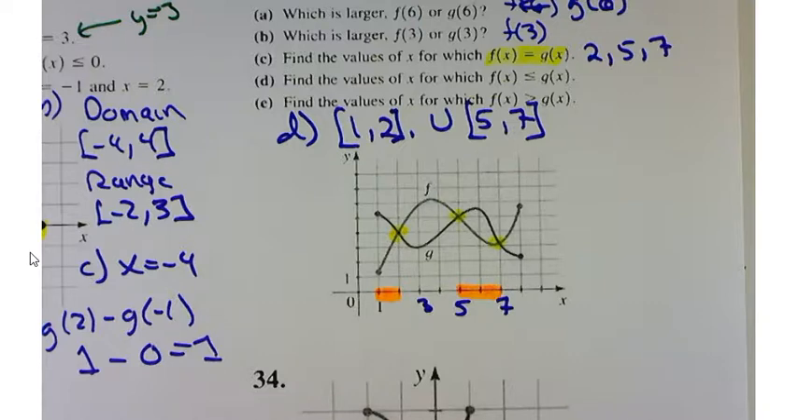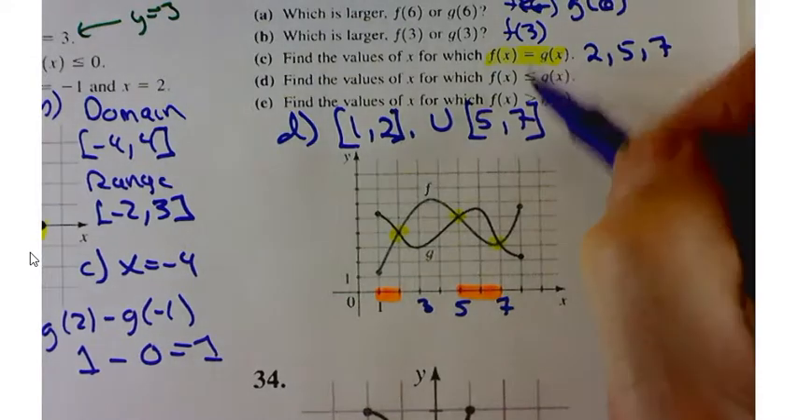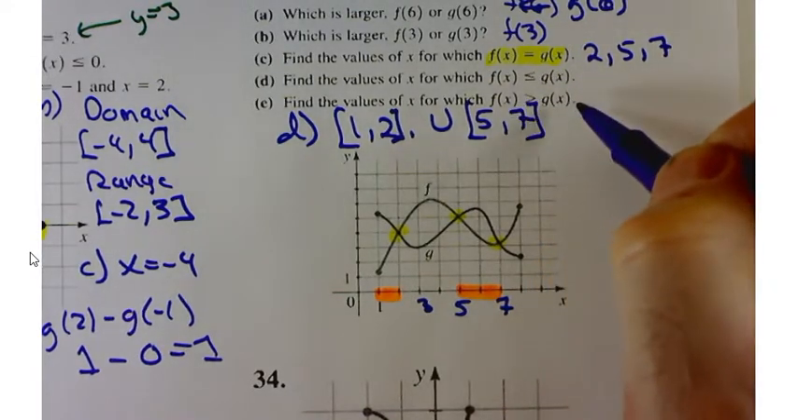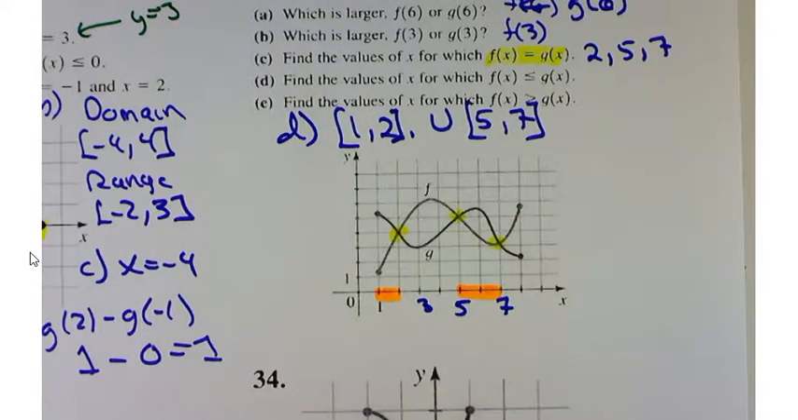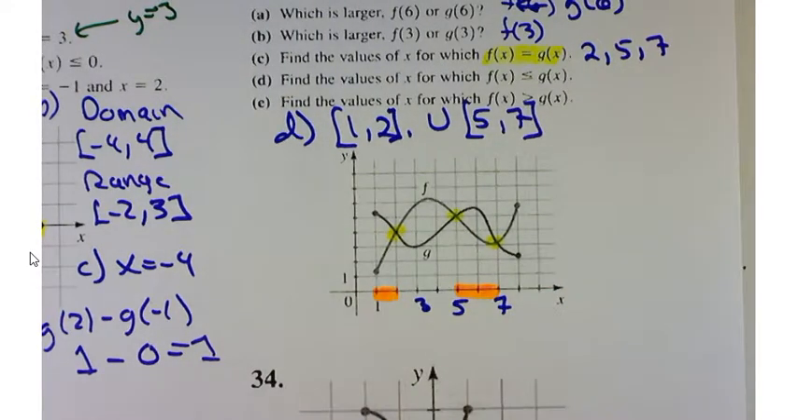The last one's a little bit tricky. Let's see if we can't figure out the last one. This time we want f of x to be greater than g of x. And I've kind of covered it up a little bit, but it's just a greater than. It's not a greater than or equal to. So let's work on that one.